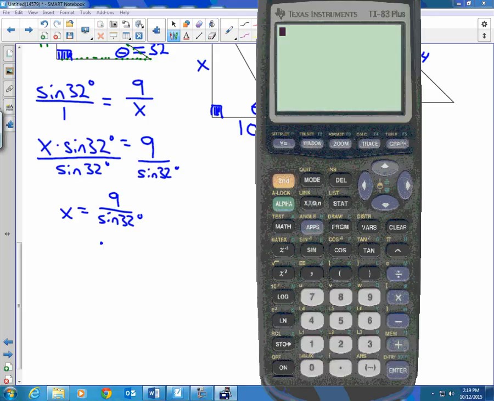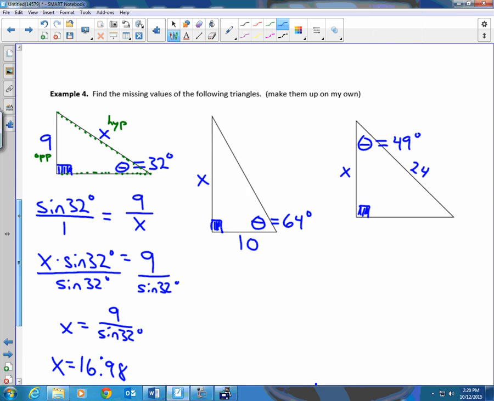So we'll take 9 and divide it by the sine of 32, close my parentheses, and I get 16.98. We'll round to 2 decimal places. So x is 16.98. Look at my original problem, folks. Does it make sense that this side, 16.98, would be longer than 9? Yes, it does. Any questions there? Does that look all right? Okay, let's try the next one.